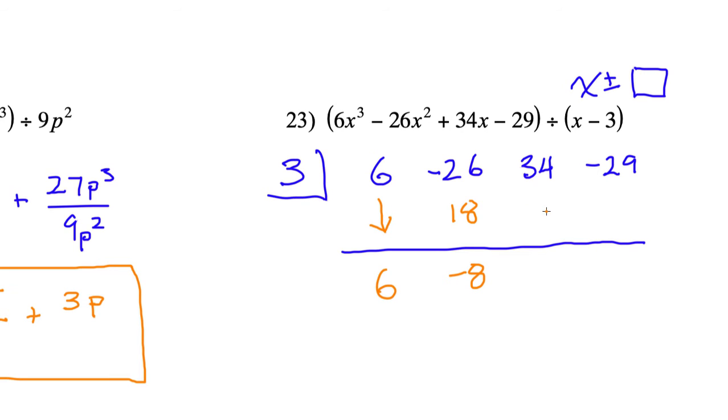Negative 8 times 3 is negative 24. I'm going to add both of these two terms, and I'm going to get positive 10. Multiplying 10 by 3, I get 30. Perfect. You can put it in the hallway trash if you'd like. And then 30 and negative 29, both of these two terms add to positive 1.